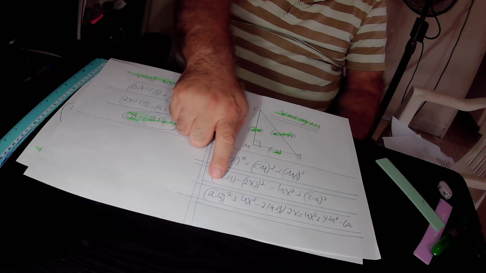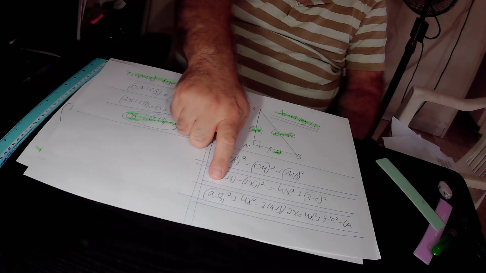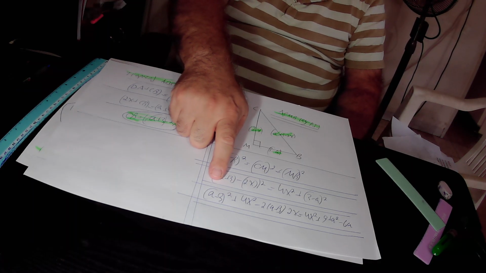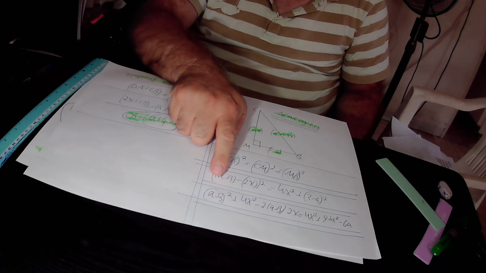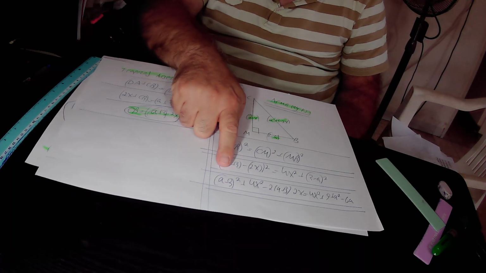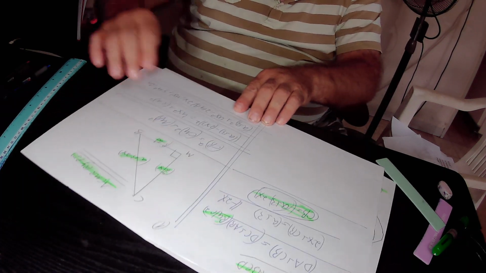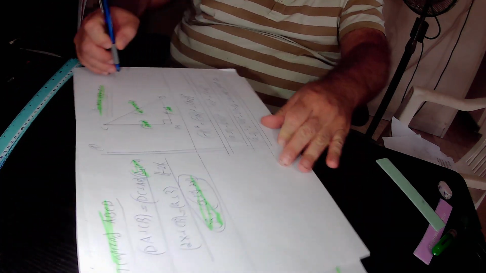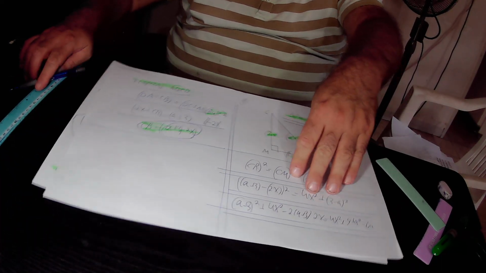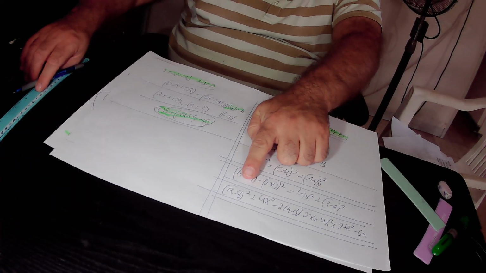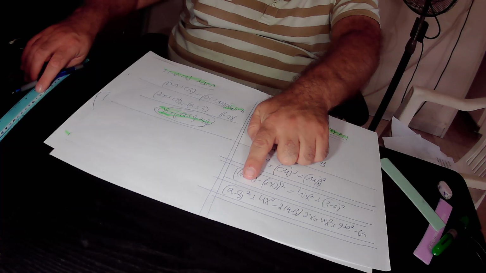We open the brackets of this expression, and we find that (a plus 3) squared equals a squared plus 3 squared, that is 9, plus 2 times a times 3, that is 6a.